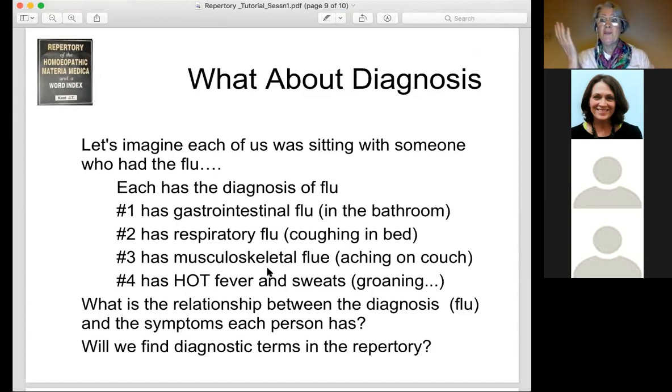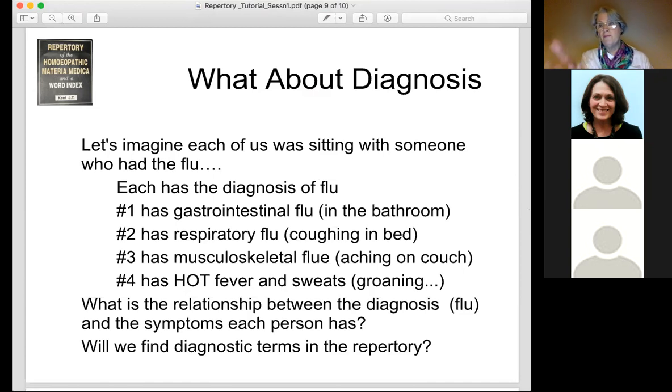It all looks like something that we would call the flu. Do they look like each other at all? No. And this is why when we look in the repertory, if someone comes in and says, I have the flu, we aren't going to go look up influenza. We're going to say, tell me about your flu.